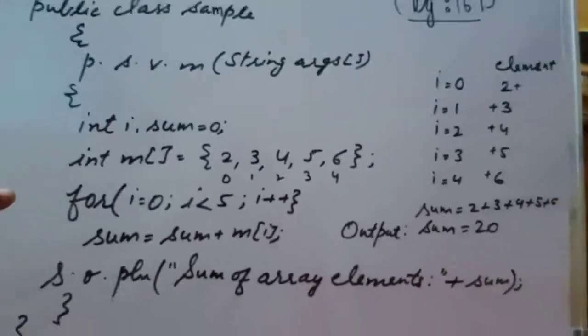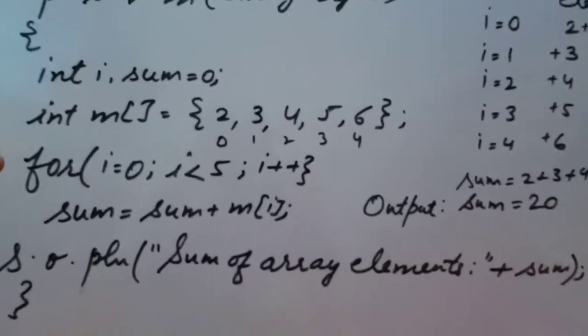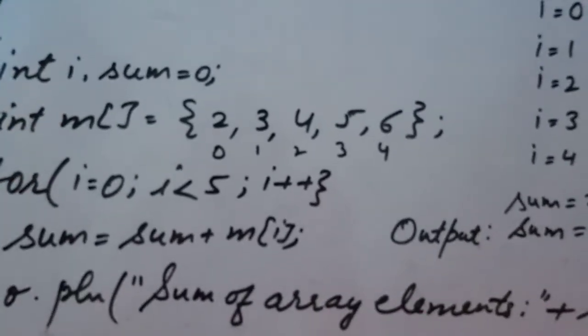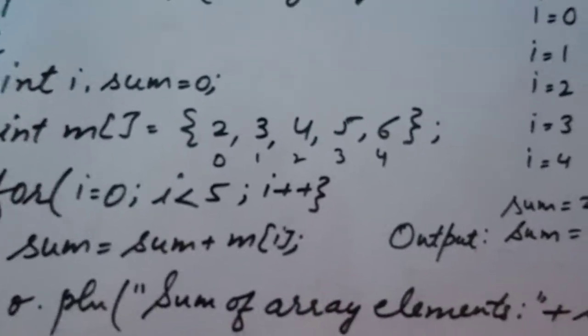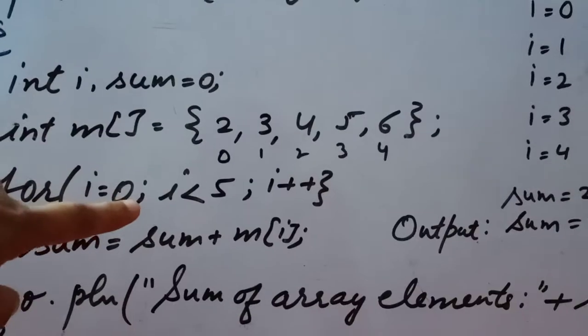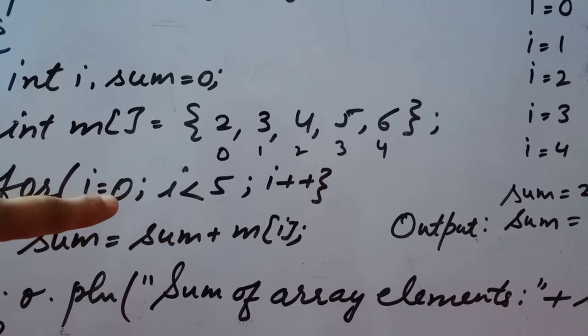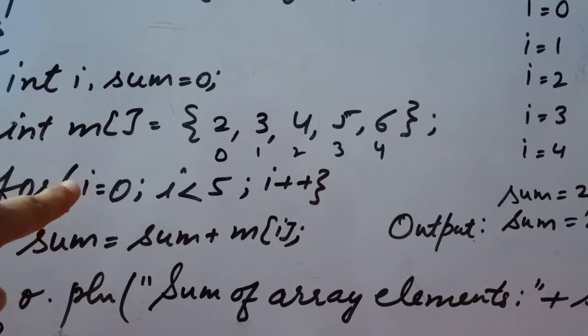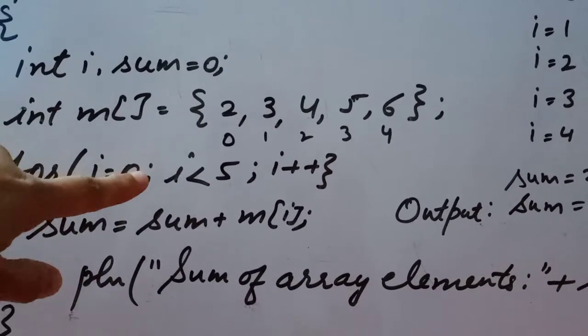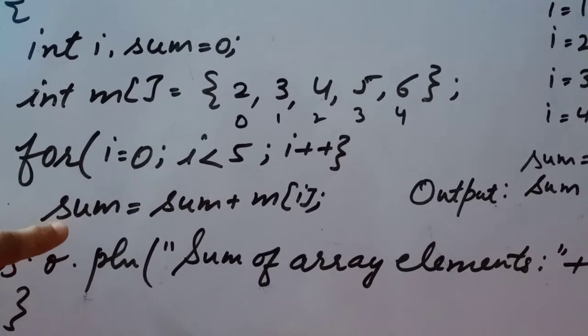So see, for i is equal to 0, i less than 5. The value of i is 0. And now check the question: is i less than 5? The answer is yes. 0 is less than 5. So true. Now we will calculate the sum.